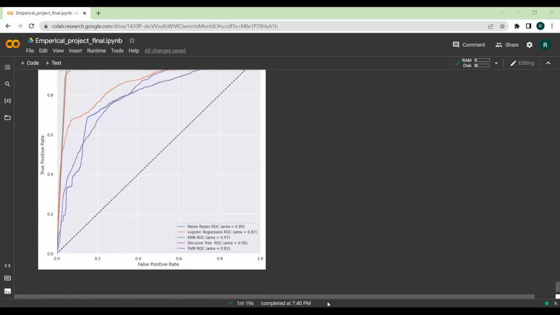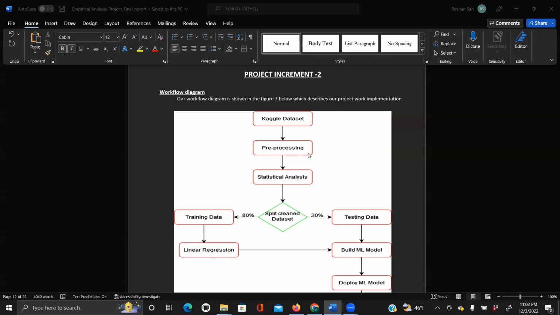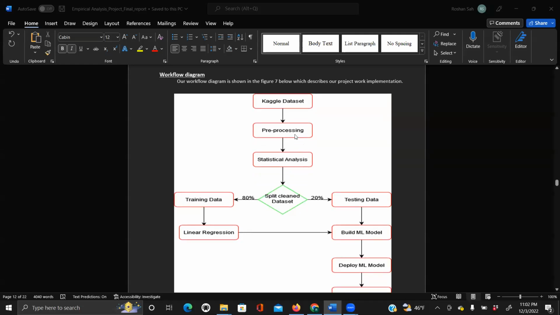Let's get into the documentation part. Like here is the flow diagram of our whole project. First, we collect the data. It's not sharing. Can you just please share? Yeah, I think it's sharing now. Yes. Okay, go ahead.